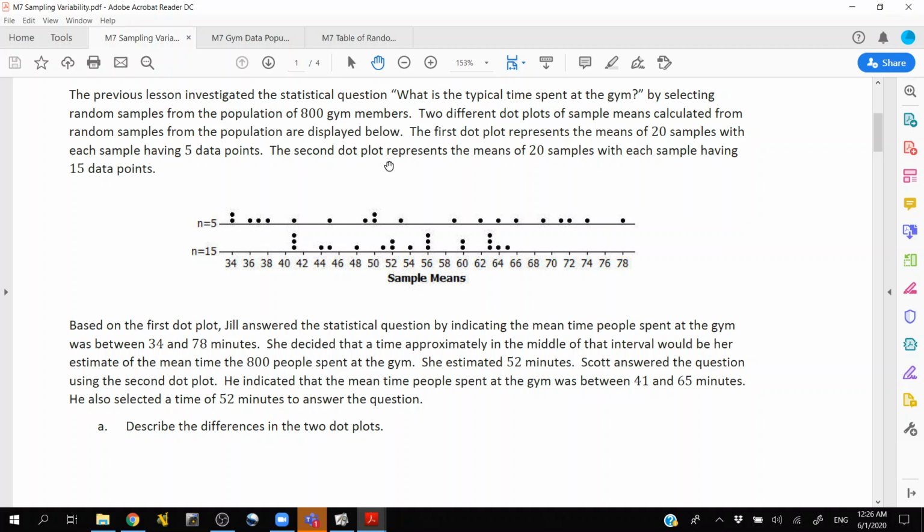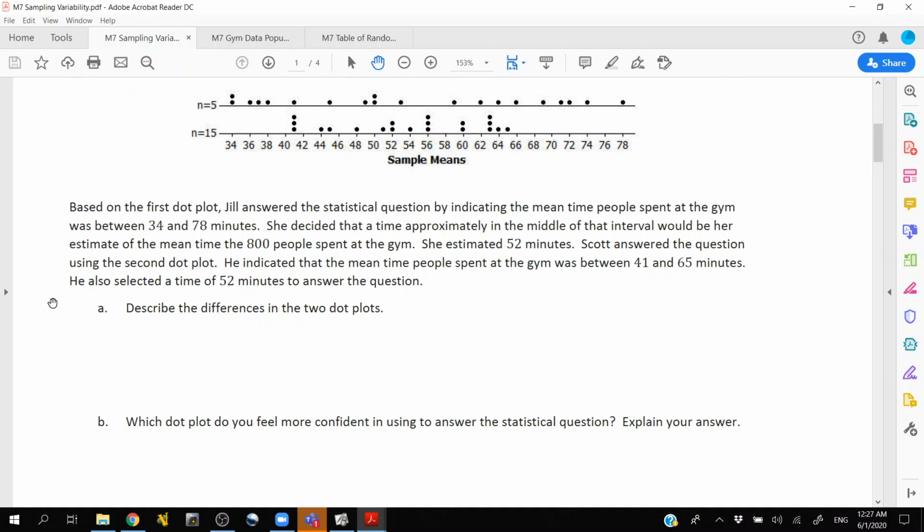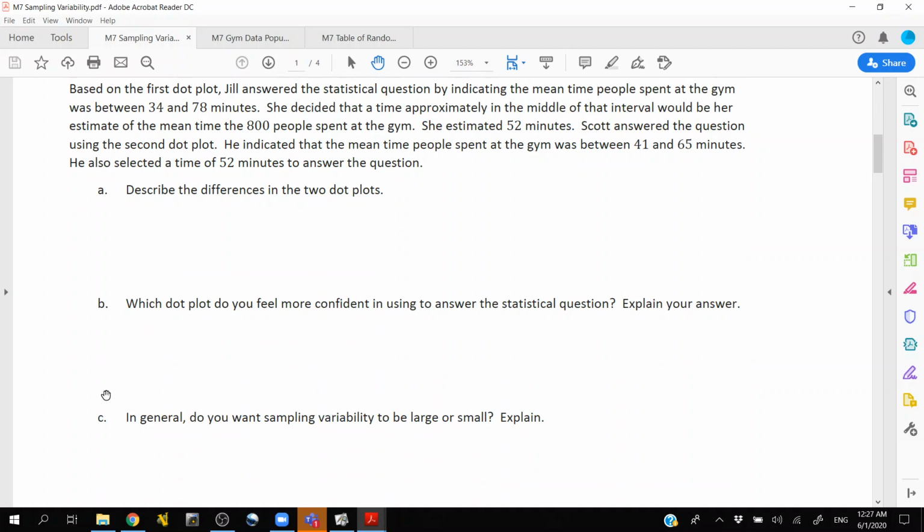Same thing with 15, and they describe the same thing here. So with 15 data points, they chose 15 data points for each of these. This is the average of 15 data points. So we have a bunch of different averages here. Based on that, answer these questions. Best of luck. I think you'll be capable. So just pause the video, answer them, and then start me again when you're done.